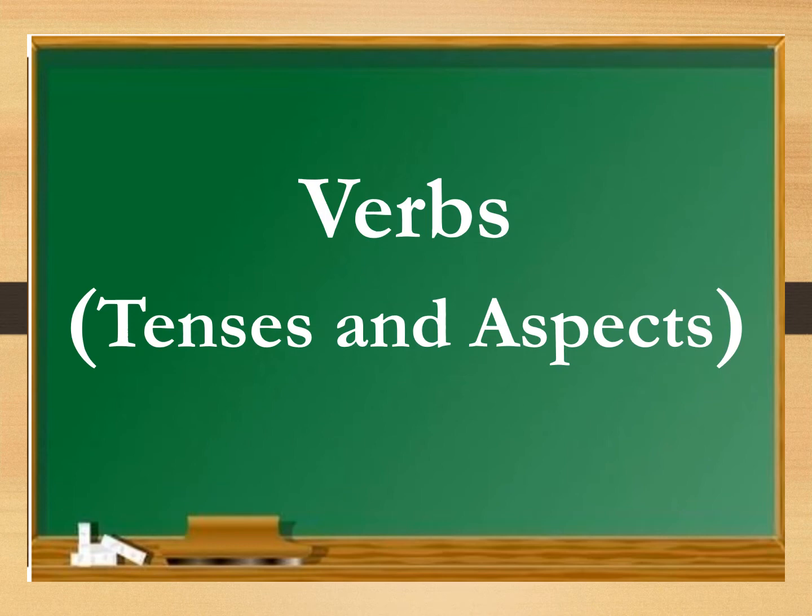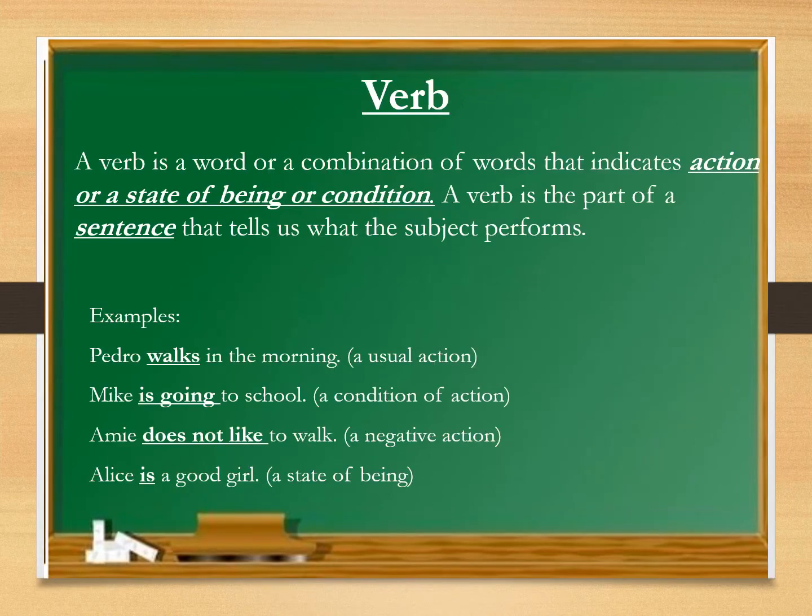Today, we are going to study about tenses and aspects of verbs. What is a verb? A verb is a word or a combination of words that indicates action or a state of being or condition. A verb is the part of a sentence that tells us what the subject performs.